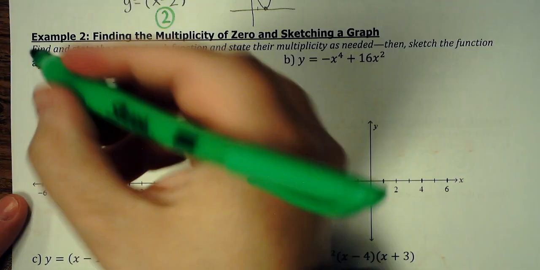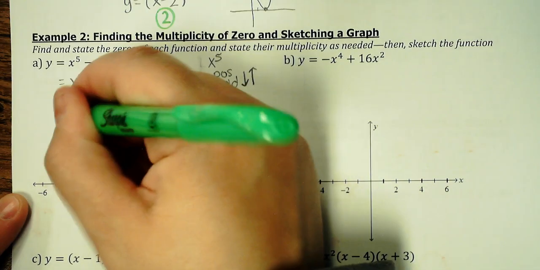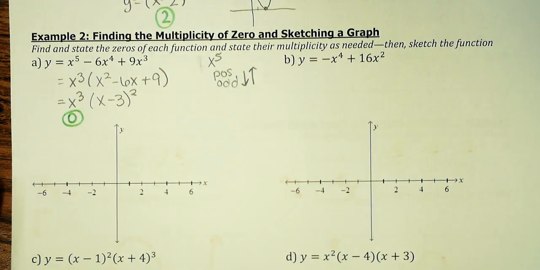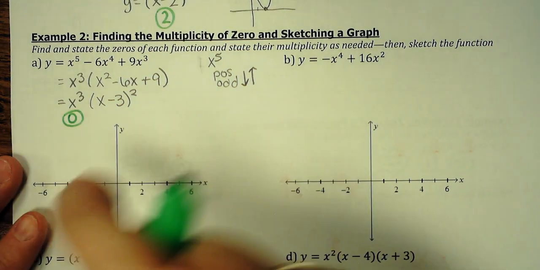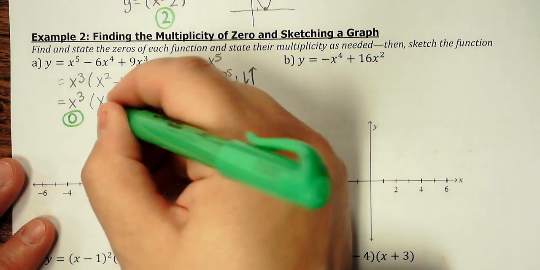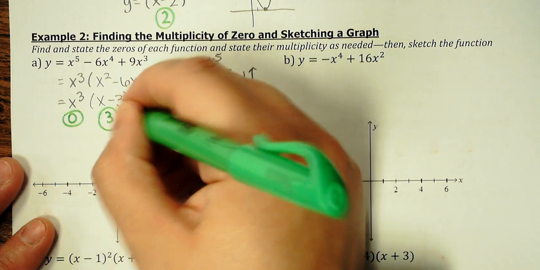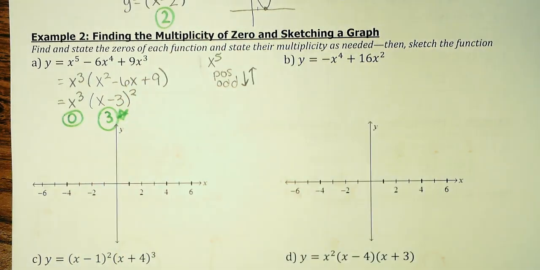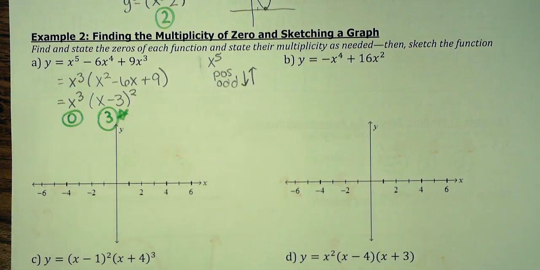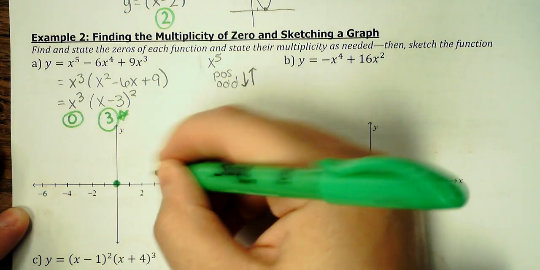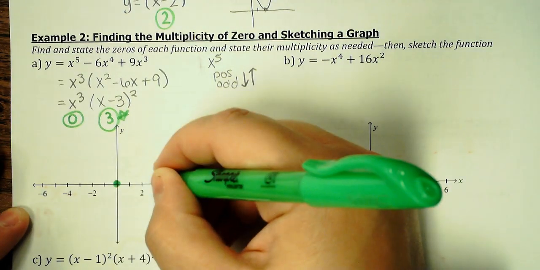Okay, now this is going to go through 0. There's no bounce there because that exponent is 3. That's odd, that goes through. I'm going to go through 3, and this is going to have a bounce because you have a squared on it. So anytime your multiplicity, it's just that exponent, if your multiplicity is even, you're going to have a bounce. So we're going to go through 0, and we're going to go through 3.